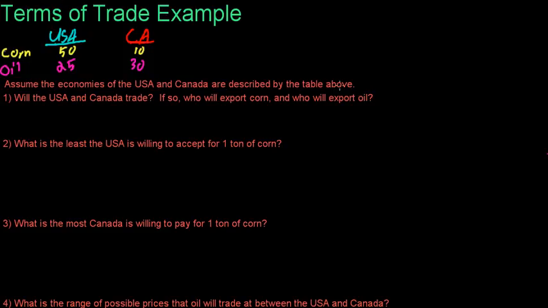And then, the very first thing we want to know is: will the USA and Canada trade? And if so, who will export corn and who will export oil? So going up to this table, we have the amount of corn that the USA can produce in a year and the amount of oil that the USA can produce in a year, and then the amount of corn that Canada can produce in a year and the amount of oil that Canada can produce in a year.